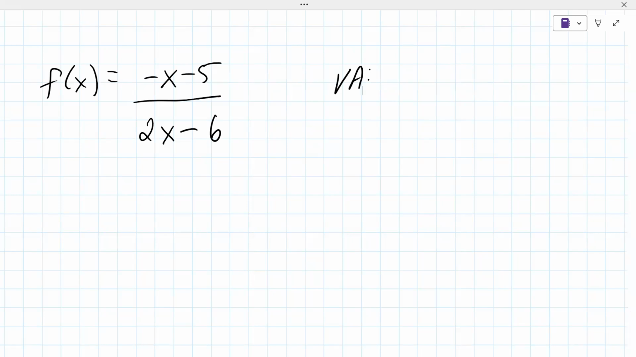X equals 3. Good. Now give me the horizontal asymptote. But you put the zero on top of x. That is not what we said. Go look at your notes from the previous problem. Leading coefficients.